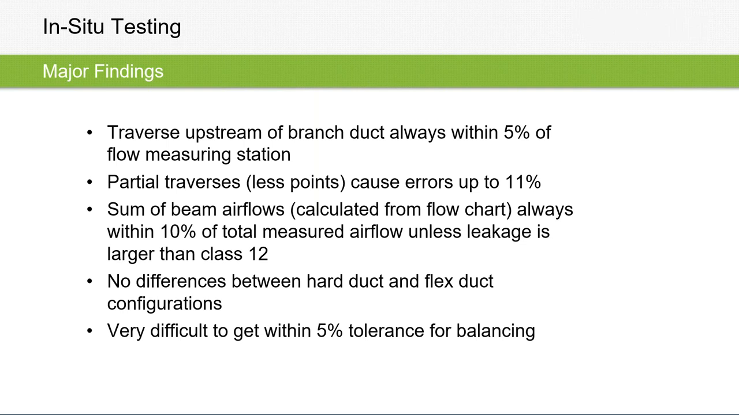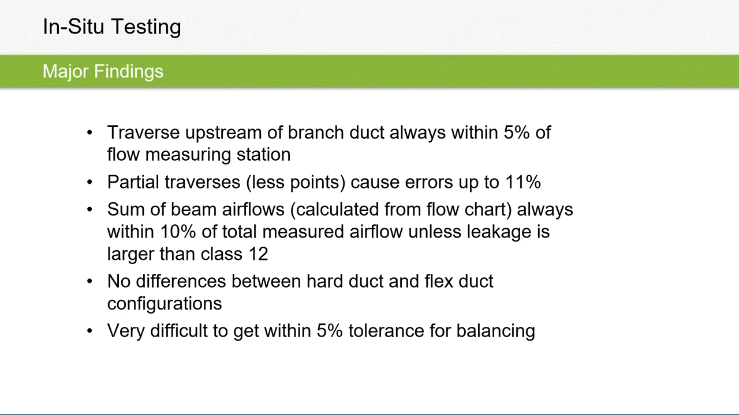We noticed that the traverse upstream of the branch, so in the main trunk, was always within 5% of the flow measuring station. So we were pretty accurate there. The inaccuracies that we saw were actually farther down in the branch ducts, which is what we would expect from the feedback we get on site. Also, partial traverses were responsible for errors up to 11%.